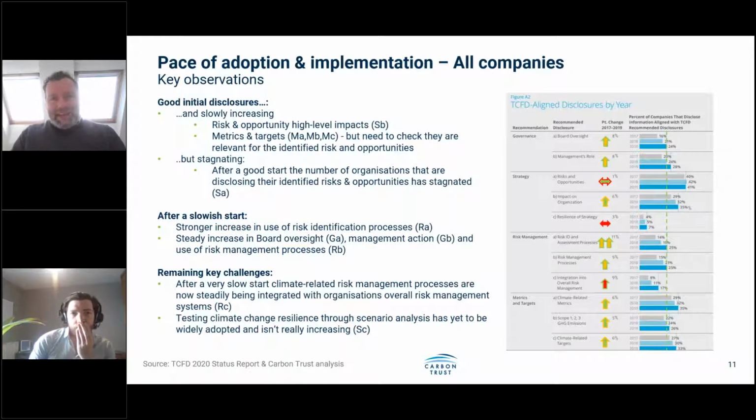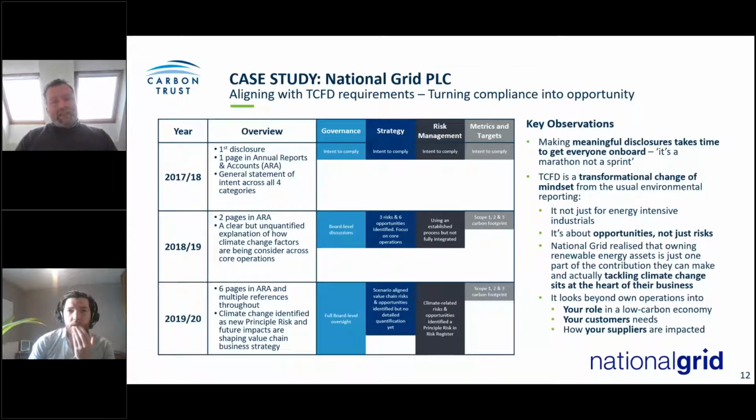So hopefully that's given you a bit of an insight into where everybody is on this journey. I think in the next slide, I just wanted to give you an example. This is a case study of National Grid, and we looked at their disclosures over the last 4 years. They were a key signatory to the supporter of TCFD, starting right back in 2017.